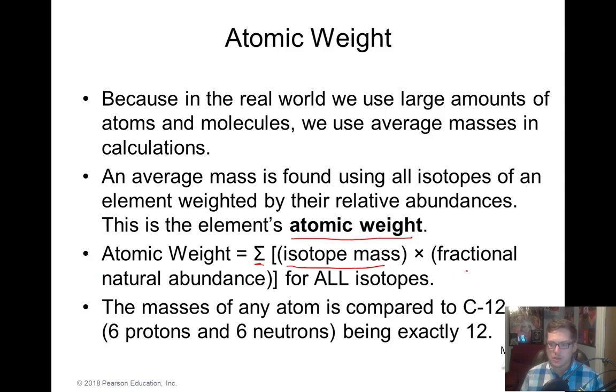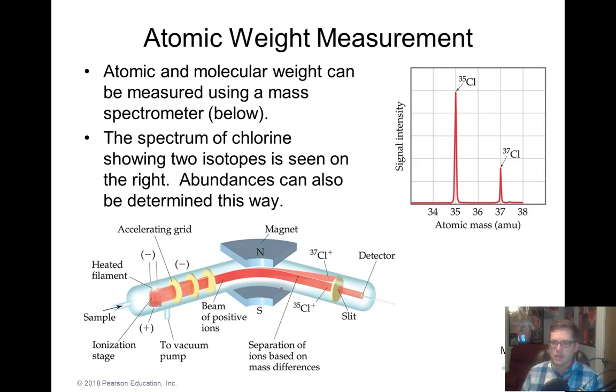Fractional natural abundance is just a fancy way of saying we take the natural abundance, and if it's a percentage, we need to turn it into a fraction. So we take each individual mass times its abundance and then add them all together. Here's how we find atomic weights.